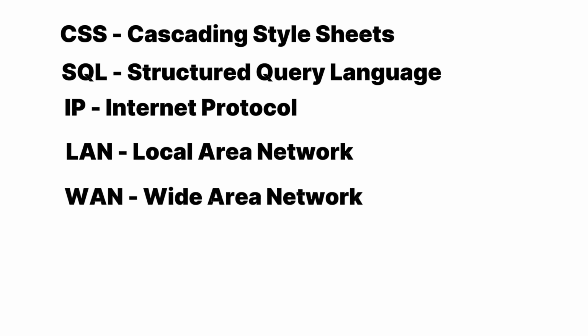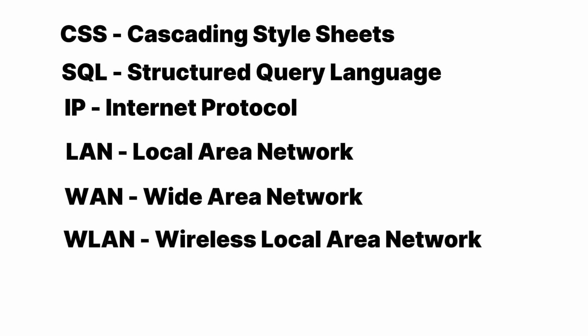WAN. WAN stands for Wide Area Network. It connects networks over large geographical areas. WLAN. WLAN stands for Wireless Local Area Network. It is a local network that uses wireless communication.